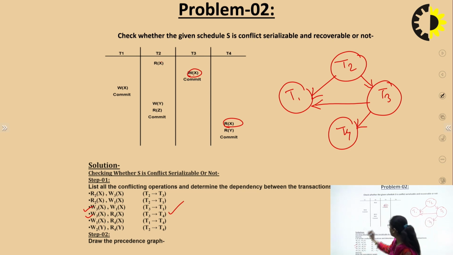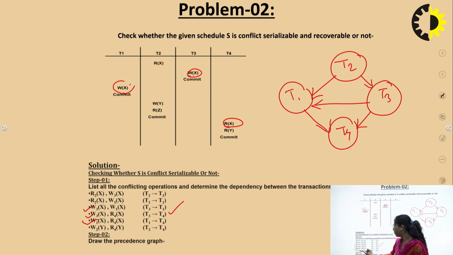Now, W1 of X. After the W of X of transaction T3, the next operation is W of X of T1. Okay, let's check the conflict pair with W of X. Is there any W of X having a conflict pair? Yes, W1 of X has R of X. This is a conflict with the R of X, so we have to draw the edge from T1 to T4 also, okay.